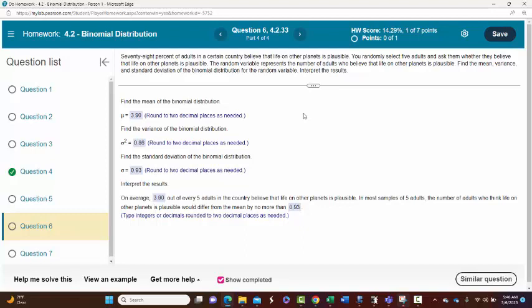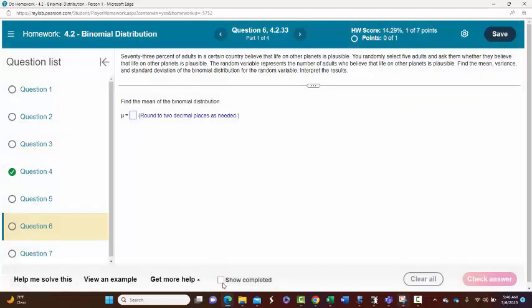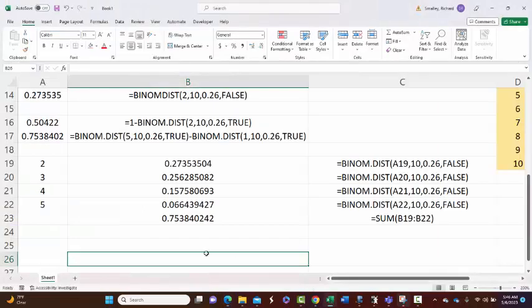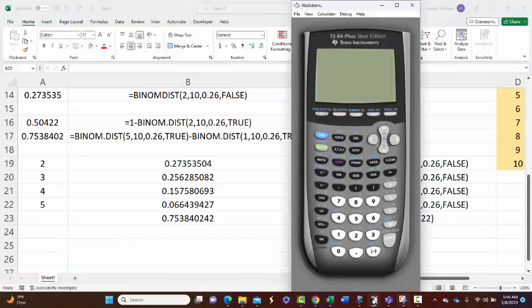Let me undo this. 73% of adults in a certain country believe that life on other planets is plausible. You randomly select 5 adults and ask them whether they believe in life on other planets. Okay, so I'm just going to use Excel as a calculator. We're not using a specific function.